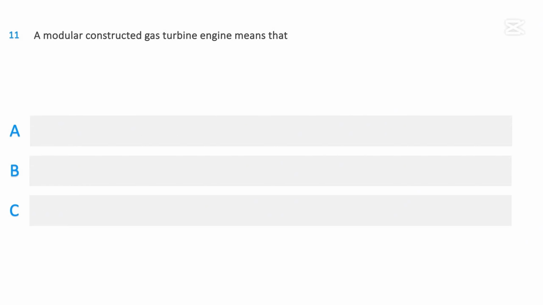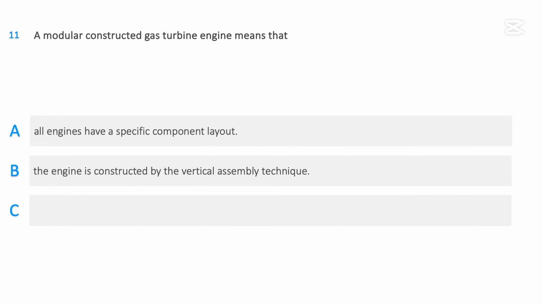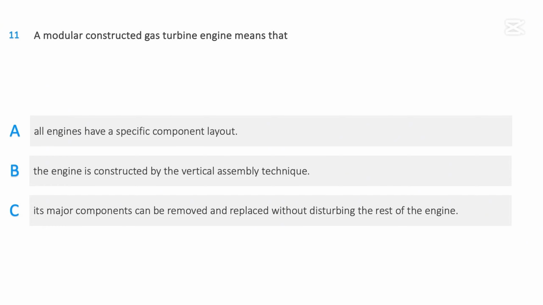A modular constructed gas turbine engine means that all engines have a specific component layout. The engine is constructed by the vertical assembly technique. Its major components can be removed and replaced without disturbing the rest of the engine. The correct answer is: its major components can be removed and replaced without disturbing the rest of the engine.